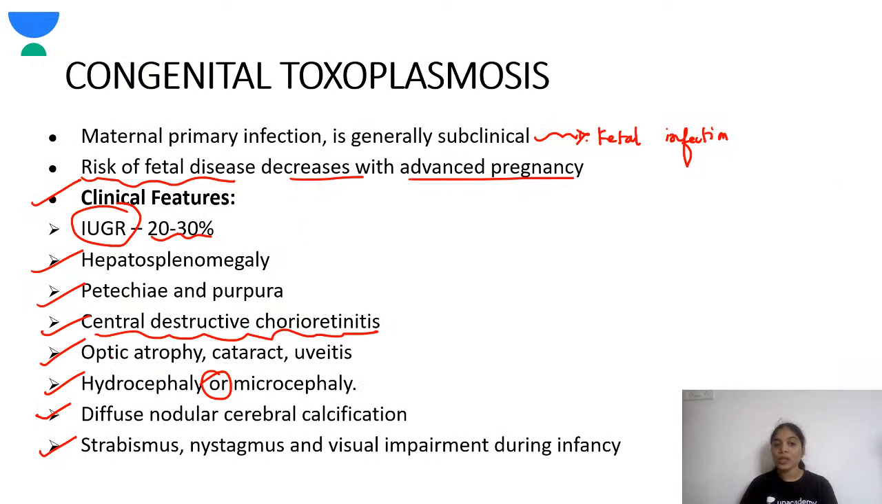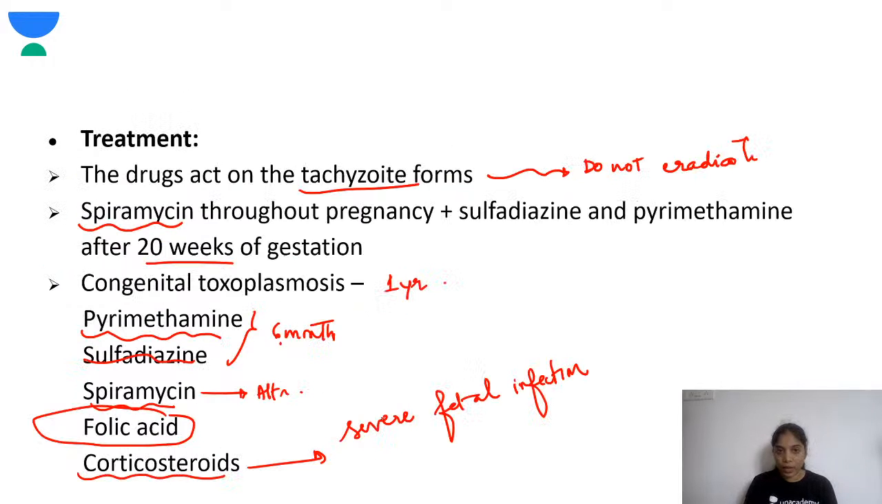Congenital toxoplasmosis. Over here, you need to know that these children can have hepatosplenomegaly, IUGR, petechiae, purpura, but a very important thing, there is central destructive chorioretinitis. There could be optic atrophy, there could be cataract. These children can present with hydrocephalus or microcephaly. And there could be strabismus, nystagmus, and the calcification pattern over here is diffuse nodular cerebral calcification.